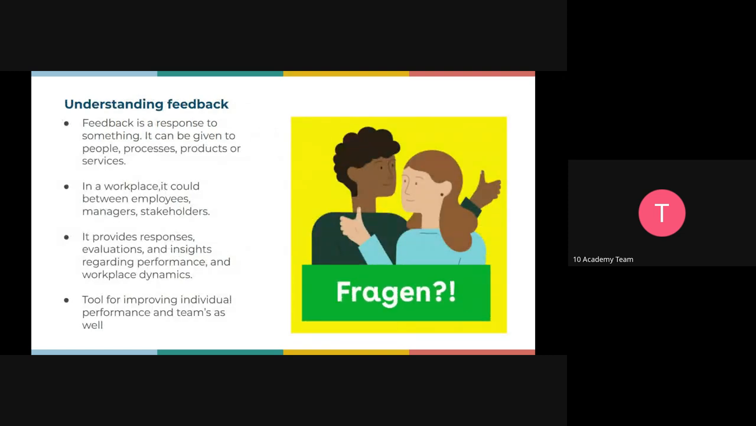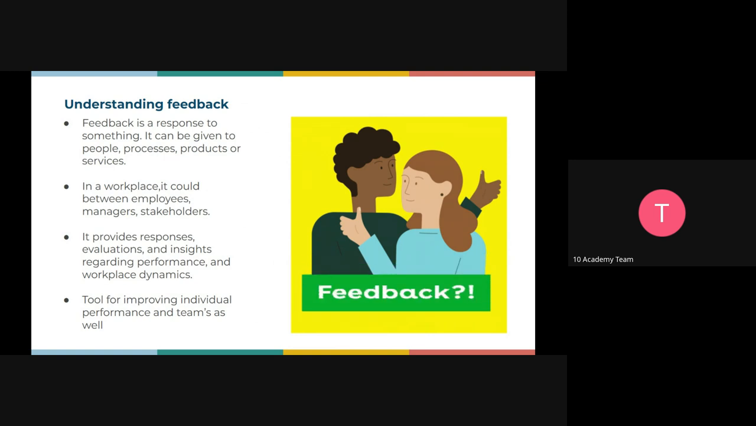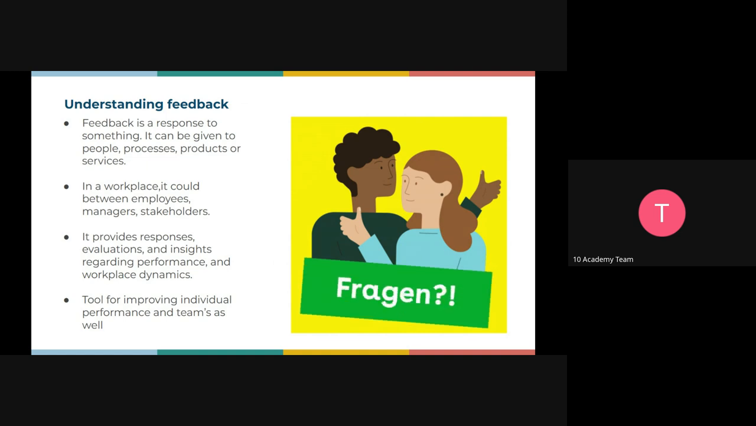So when we talk about feedback, we are talking about a response to something. It could be you're giving a response to someone: this is the work you did, this is how you did, that's feedback to someone. It could also be feedback to a process. For example, you're supposed to do a certain project and you have a number of processes: step one, step two, step three, step four. You give feedback: how exactly do you think this process is? Can it be improved or not? It could also be giving feedback about a product or a service that you're delivering as a company or as a team.